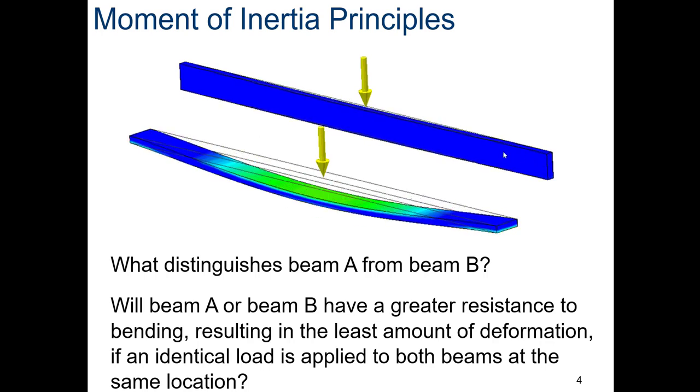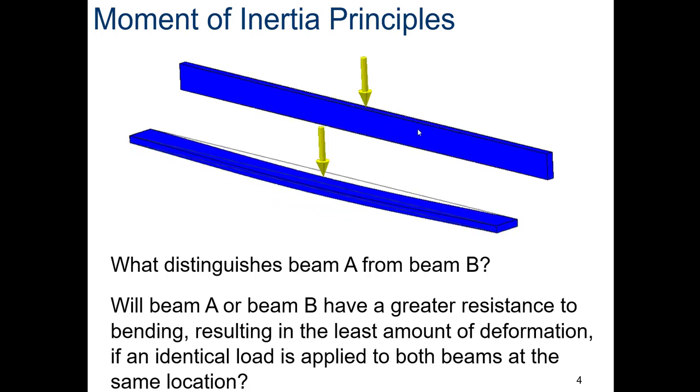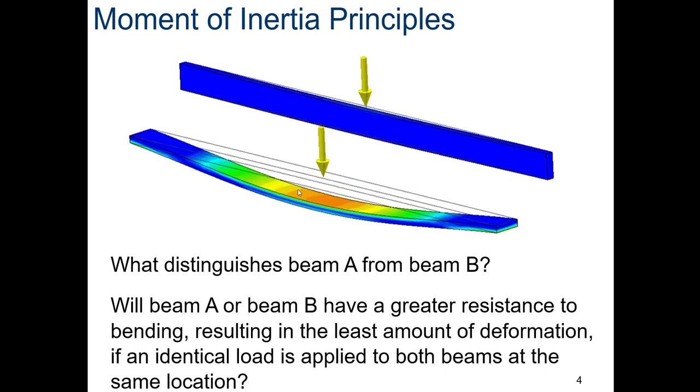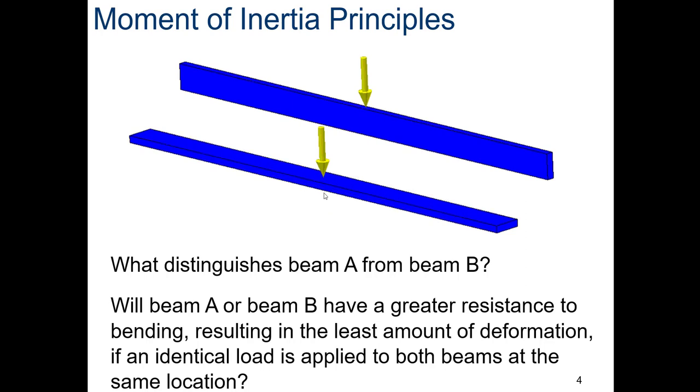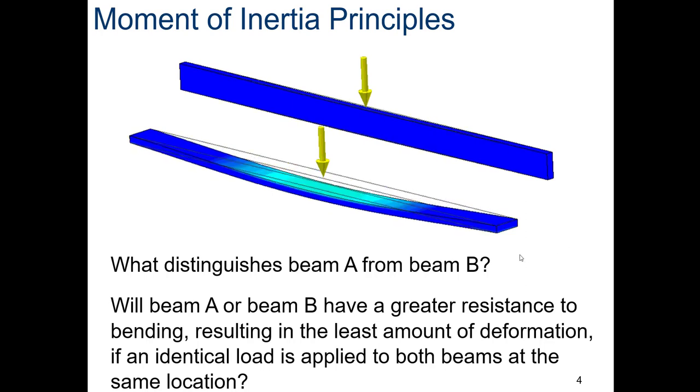Because remember, higher moment of inertia means it is better at resisting deforming. This one has a lower moment of inertia. It is not as good at resisting deforming. Okay?